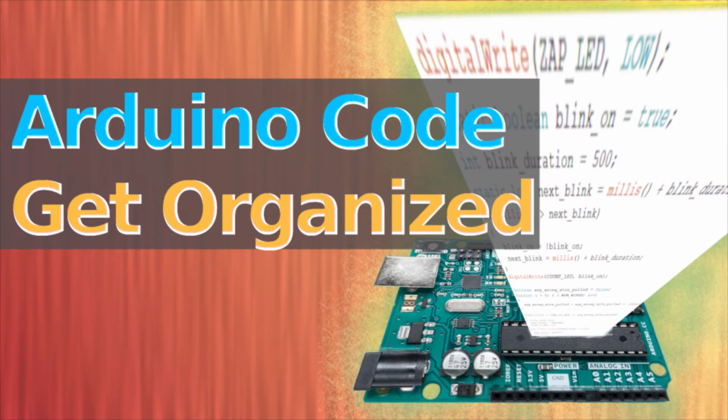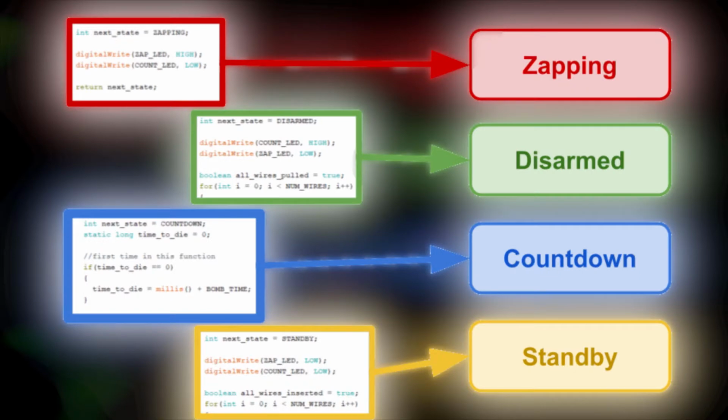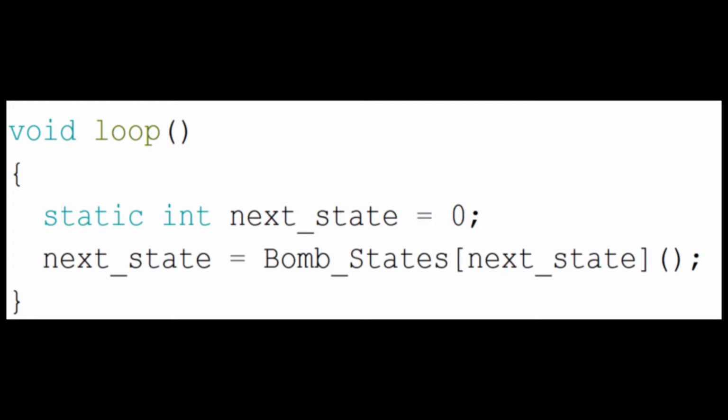Here's a quick tip for organizing complex Arduino programs. Chunk all behaviors into discrete states and call the states from the main loop using an array of function pointers. Sort of like swapping in and out different main loops.